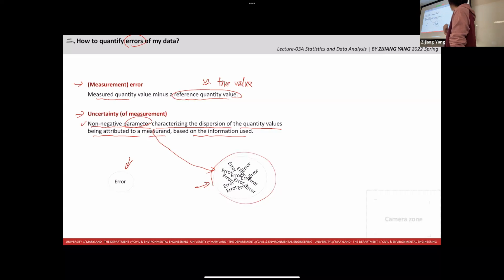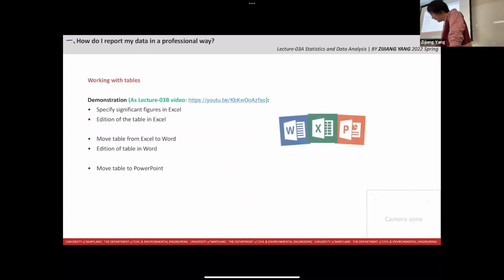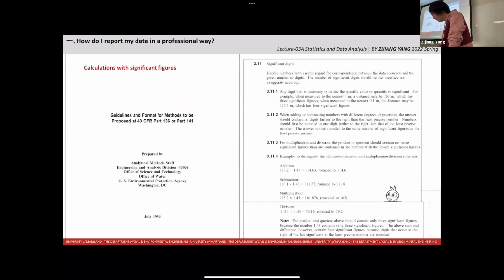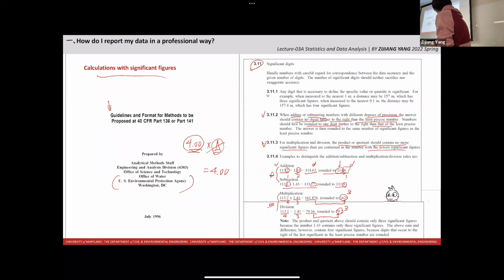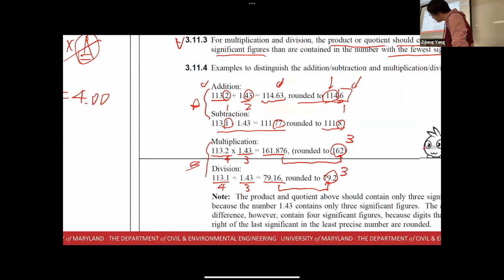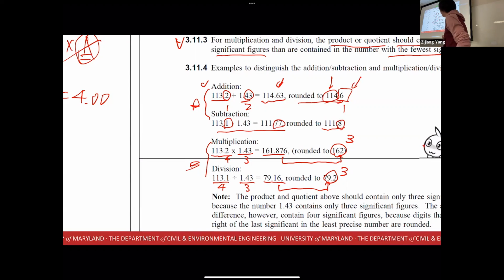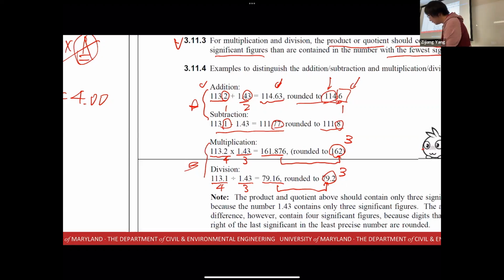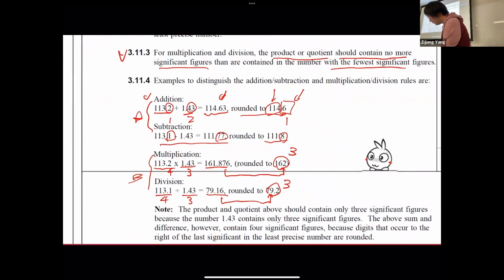So for this one, do you guys have any questions? I have a question from the previous slide. For the multiplication, we did 1.43, and we assume that's 3 significant figures, and 113.2 we assume 4 significant figures, right? Do we change the definition within the addition? Because in addition we had the 113 be only 1 significant.